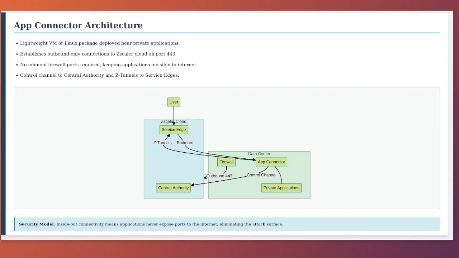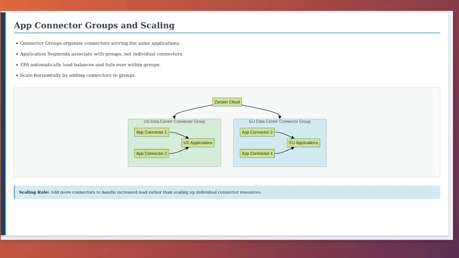App connector groups and scaling. App connector groups are organizational constructs in ZPA that control how connectors are managed and how traffic is distributed. Understanding groups is essential for building scalable, resilient ZPA deployments. A connector group is a logical collection of app connectors that share common characteristics. All connectors in a group typically serve the same set of applications and have equivalent network access. When you define applications in ZPA, you associate them with connector groups rather than individual connectors. This provides flexibility and resilience.